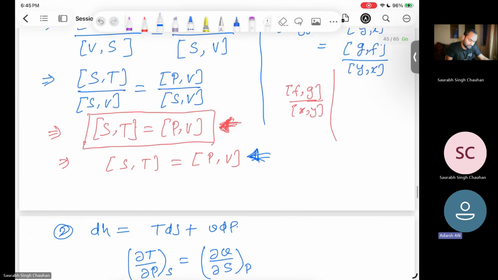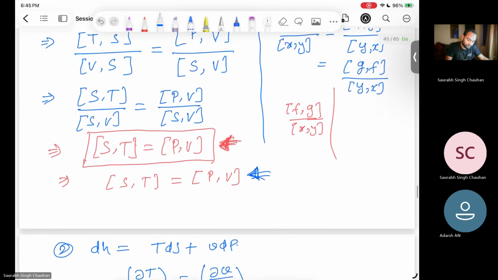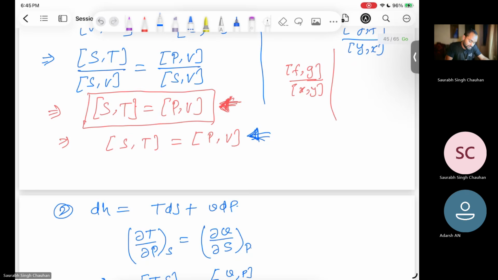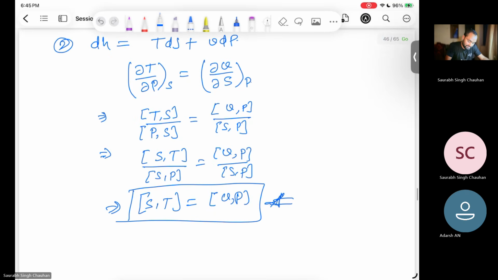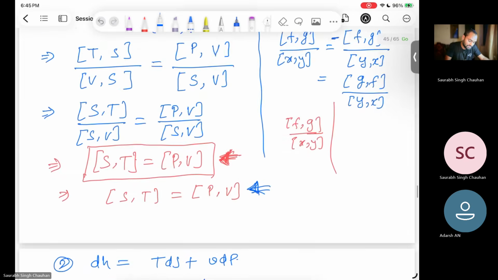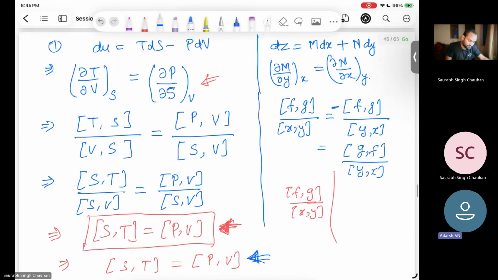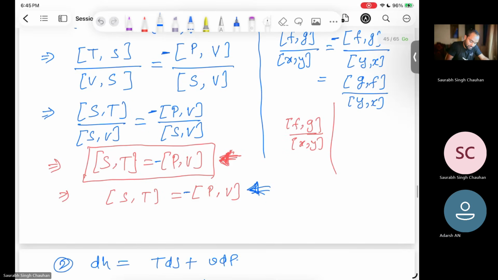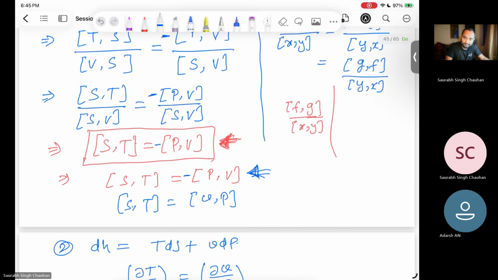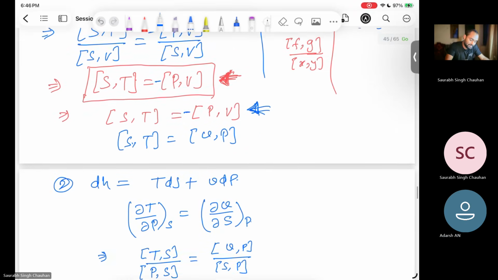You cannot change the order like that. The correct one is S comma T is equal to V comma P. So there should be some mistake in this one, maybe the equation may be wrong. We missed a negative sign here, right? It is minus P at the very beginning. So there will be one negative sign, and now you'll have to change the order. S comma T should be equal to V comma P. The order matters here because of the determinant.